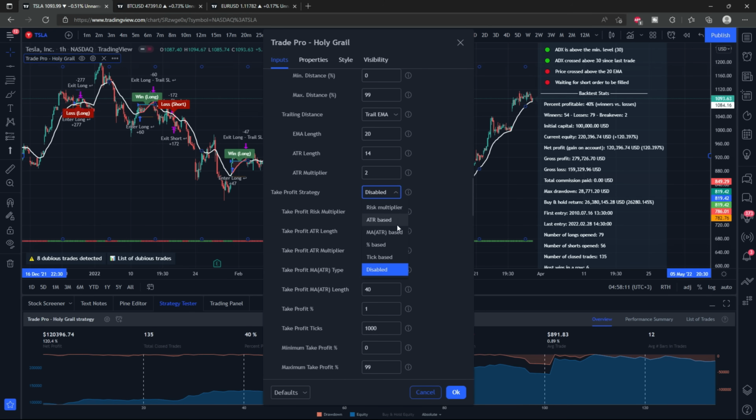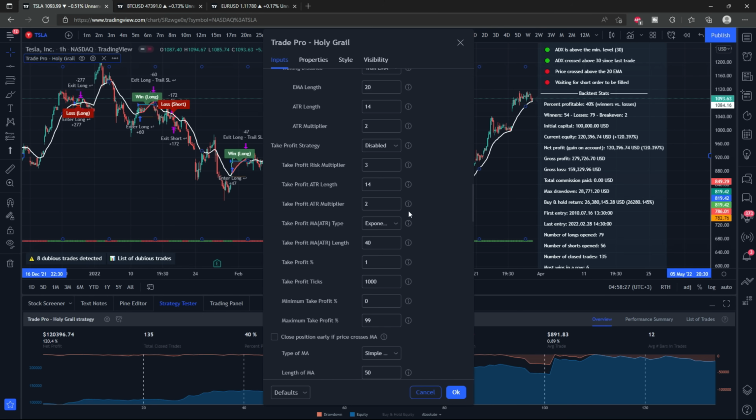Or it can be ATR based, moving average of an ATR base, percent base, tick base, or disabled like it is currently. Just because of the trailing stop loss, that's why it's disabled. We don't need a take profit strategy because the strategy is in the stop loss itself. Okay, and there's of course many different configurable parts here, just like the other sections.